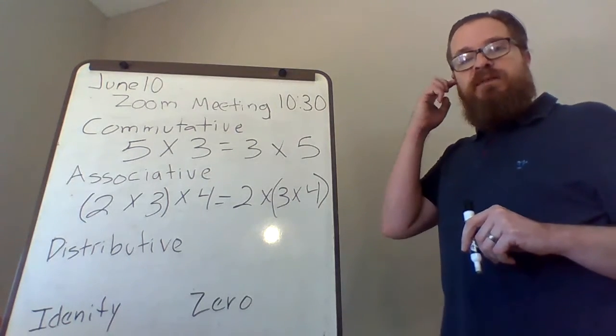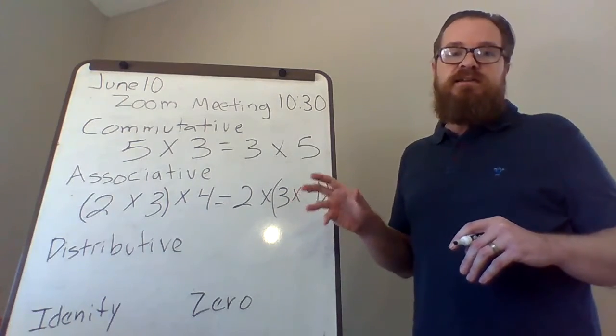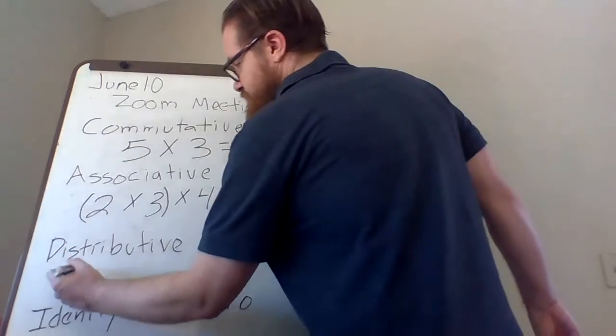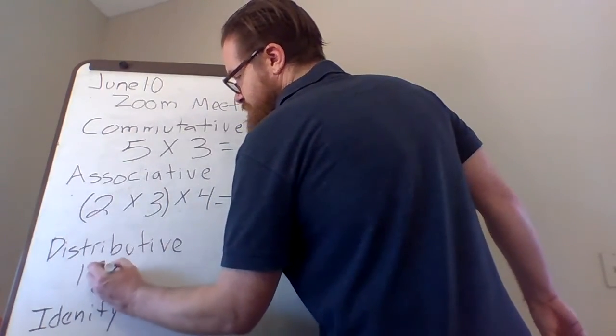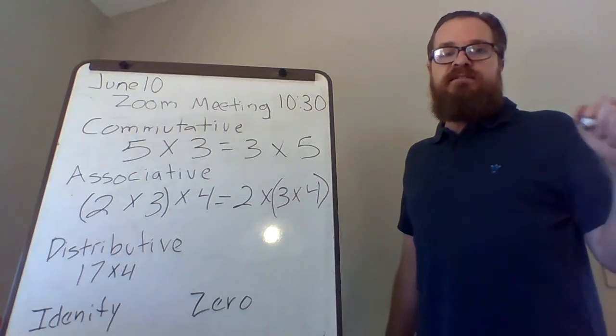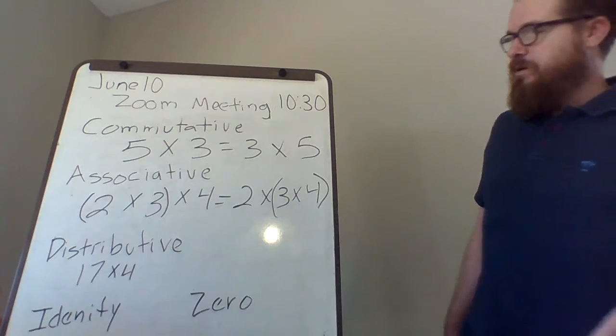Now, distributive property is a way of breaking apart problems to make easier problems. Okay, so let's say that you had a problem like 17 times 4. And you're like, oh no, I don't know how to multiply 17 times 4, except you probably do. You probably do if you break it apart.